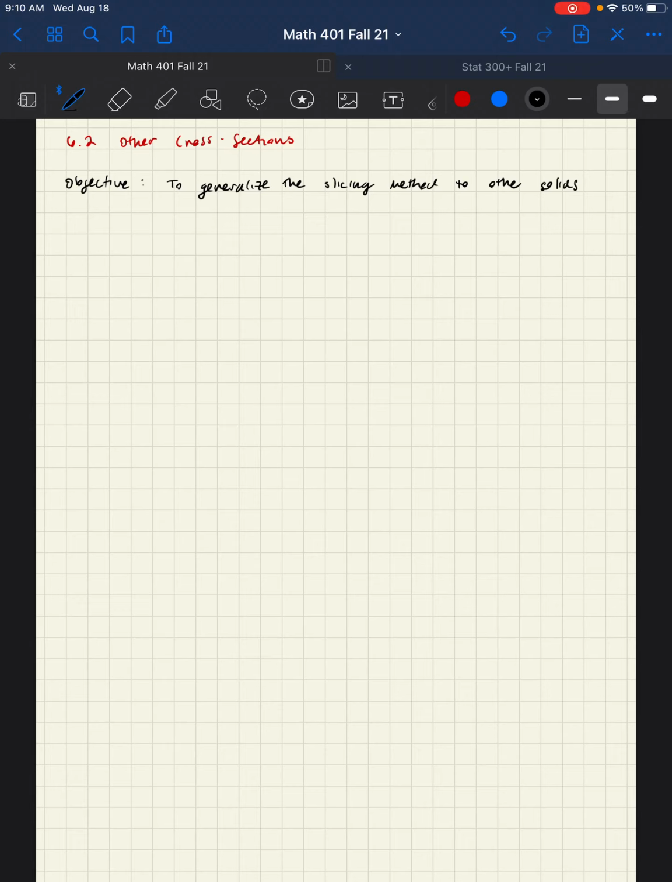In this video, 6.2 Other Cross-Sections, our objective is to generalize this slicing method to other solids. And actually, we're going to talk about the more general idea of taking slices in general and showing that certain volume formulas work. So let's actually start with an example where we know where we want to go.